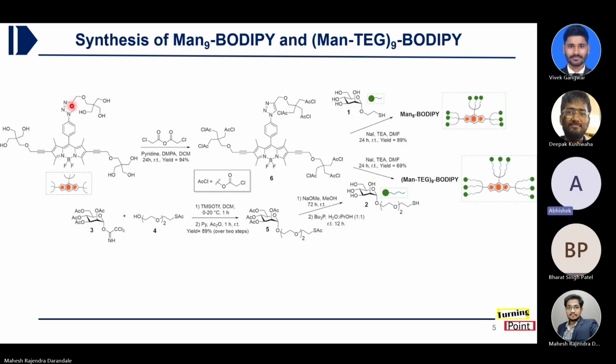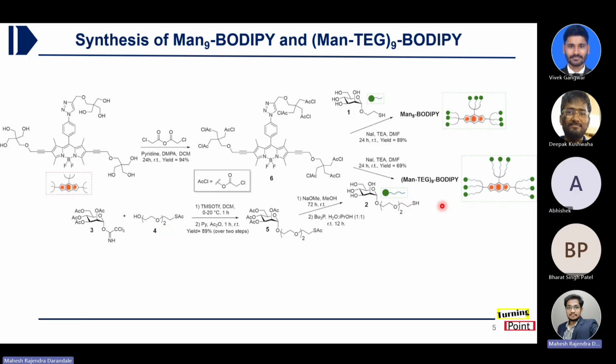Nice presentation, Mahesh. I just wanted to know how they are synthesizing this 1 and 2 molecule with sulfur at the end, with the linker length and with the sulfur at the end.